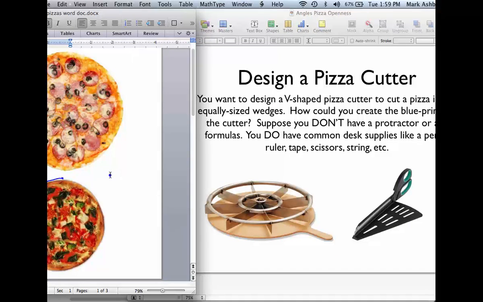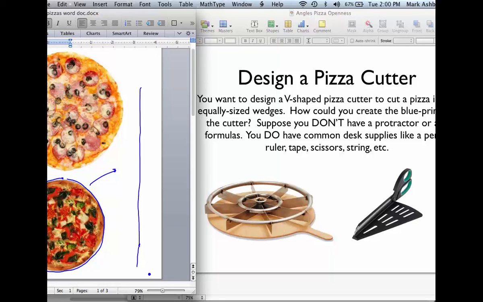Yeah, Alex. I pretty much grab the string and wrap it around the pizza. Okay, so we're going to take the string and wrap it here. Then you would lay it on a straight line and measure it. So you take that string and stretch it out straight, measure the total distance with the ruler, and then divide it by 9.